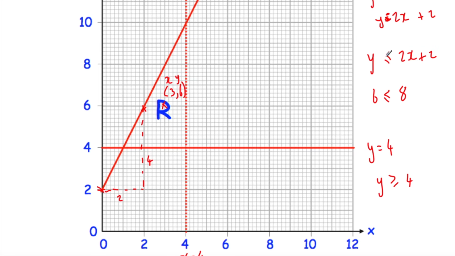So let's just check that. If we had the inequality y is less than or equal to 2x plus 2, and we choose the point (3, 6), and I've chosen that point because it's in the region that we want to accept. If the x-coordinate was 3, we'd have 2 times 3 is 6, plus 2 is equal to 8. And here the y-coordinate is 6, and 6 is less than or equal to 8, so yes, that would work. So that means that's the inequality: y is less than or equal to 2x plus 2.